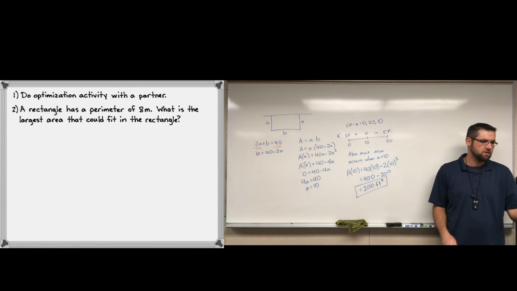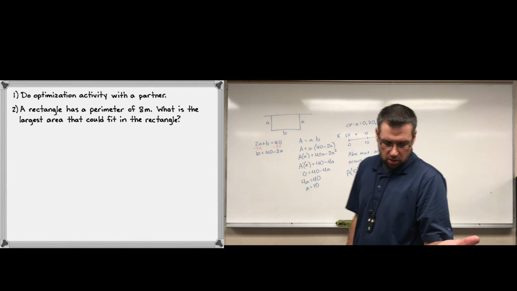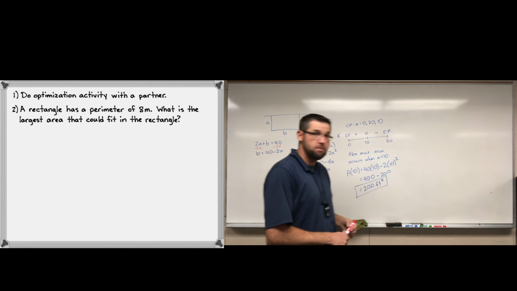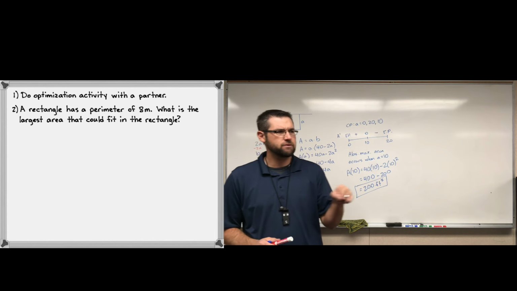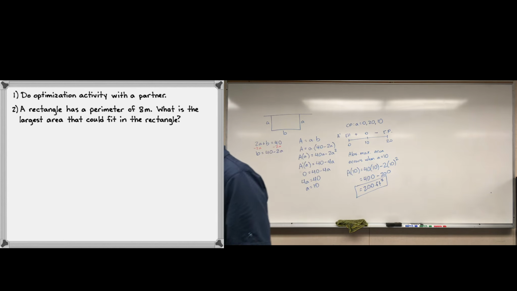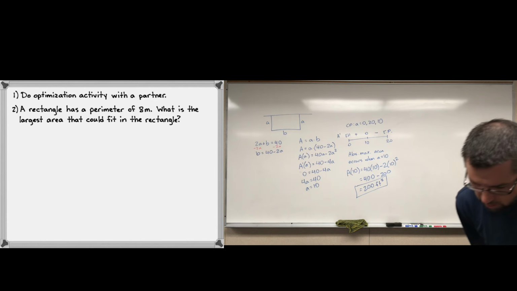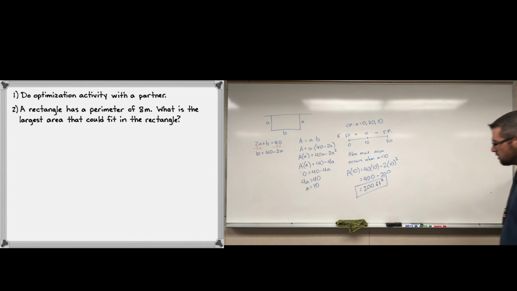Can you guys flip over the page? You have a second problem there. It says a rectangle has a perimeter of 8 meters. What is the largest area that could fit in the rectangle? So you have to create an equation that gives you a perimeter. And you also have to give me an equation that gives you an area. Okay? Draw a picture first. Just so we're not out of time, okay?